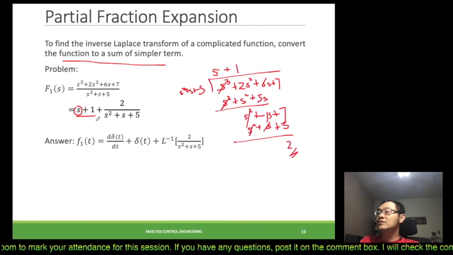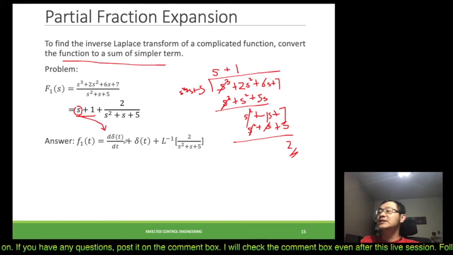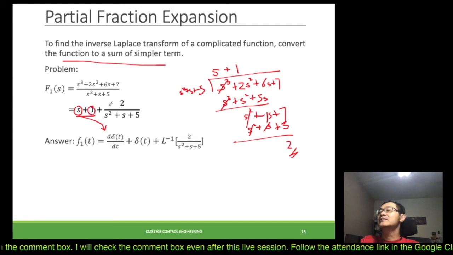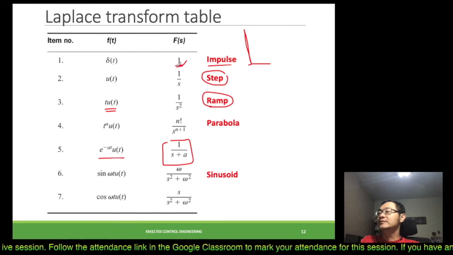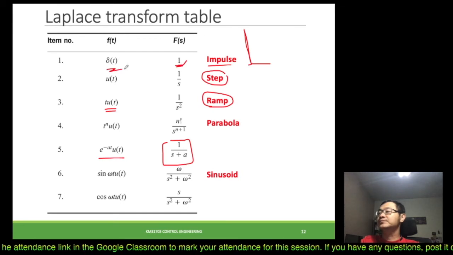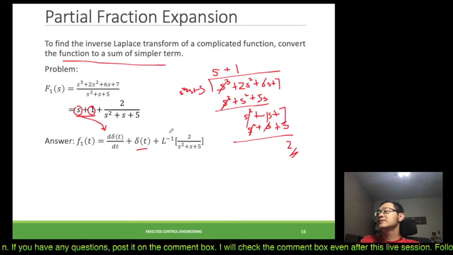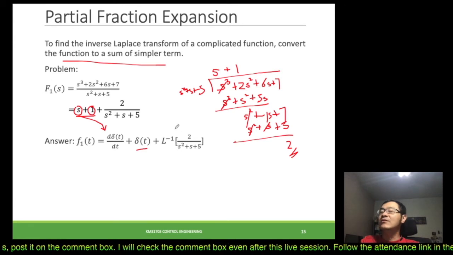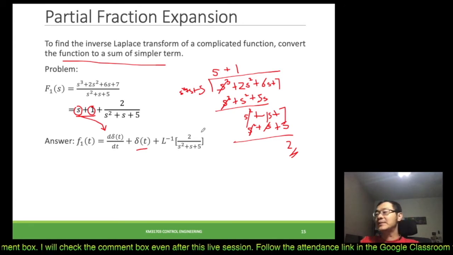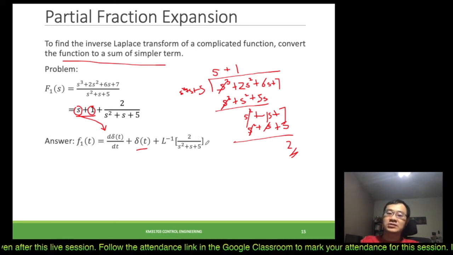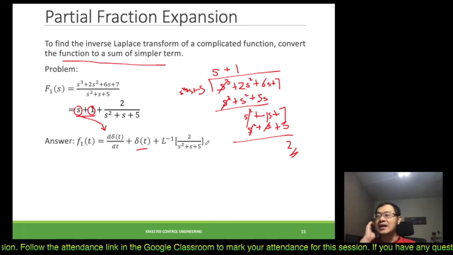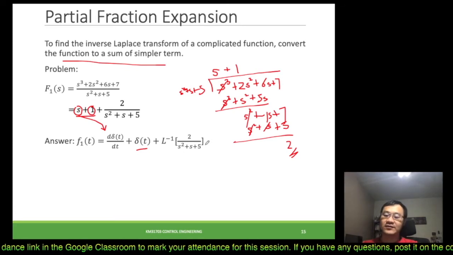So therefore, we would differentiate with respect to the time. And then 1 refers to the impulse. 1 is the impulse, and the remaining is our inverse Laplace of 2 divided by s squared plus s plus 5.